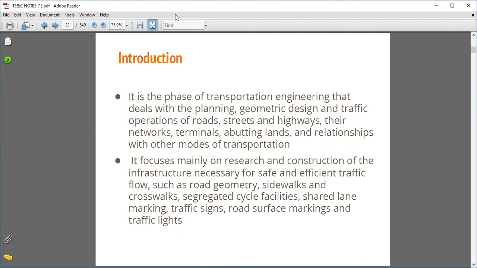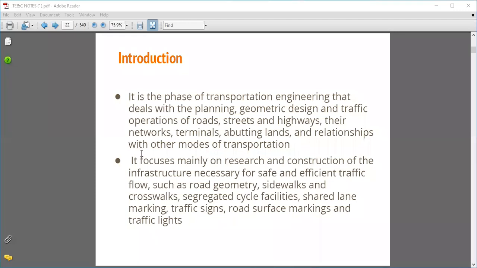But from all these types of modes, we have to consider here only traffic engineering, which is on the land only. In traffic engineering, whatever roads are there, the construction of roads, and for that purpose the geometric design, planning, road operation, streets, load coming on the road, load coming on the road structure. These are all parameters considered in transportation engineering while planning and designing any type of road.